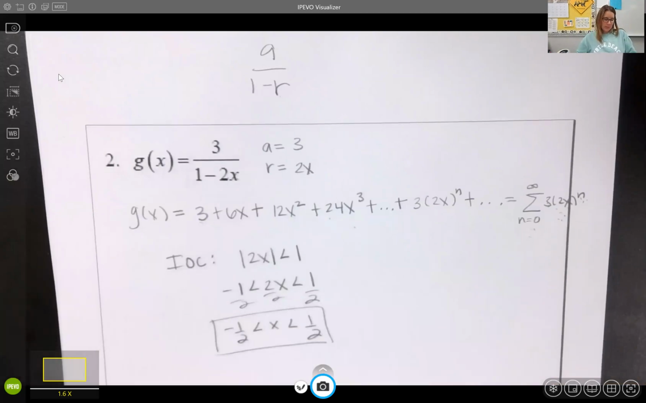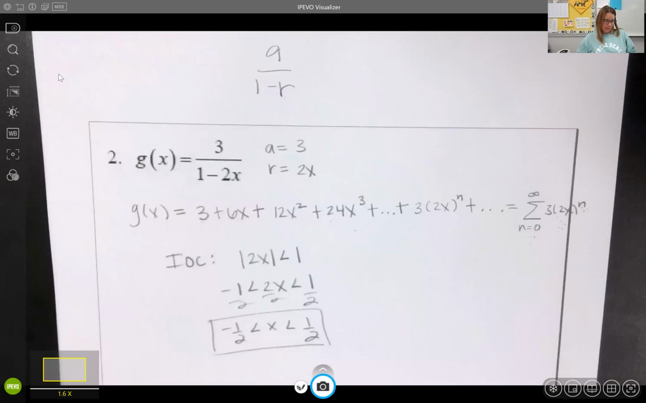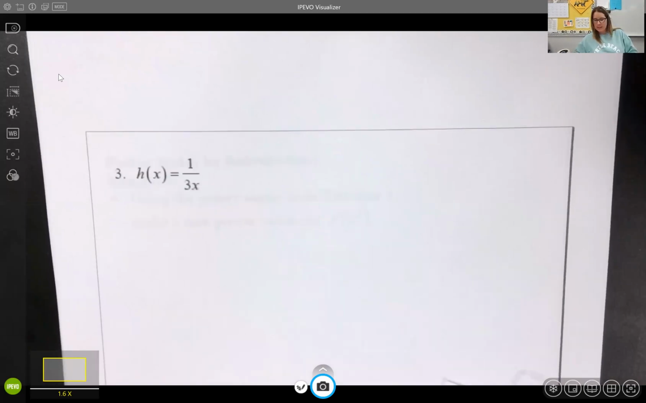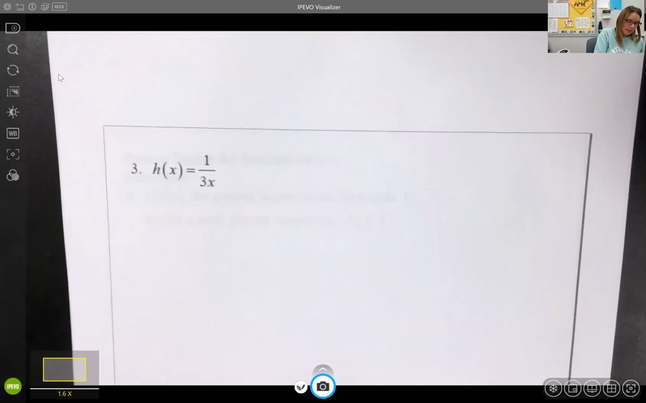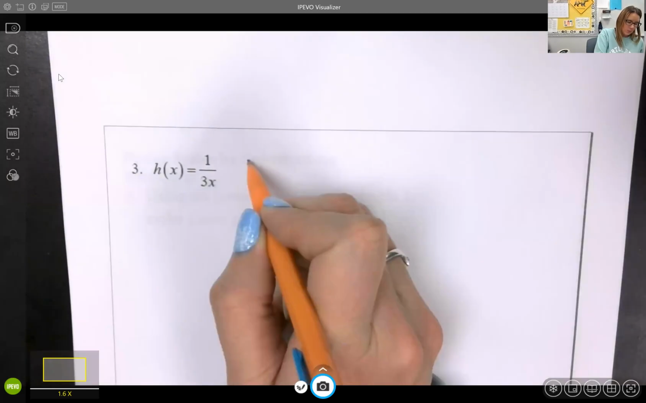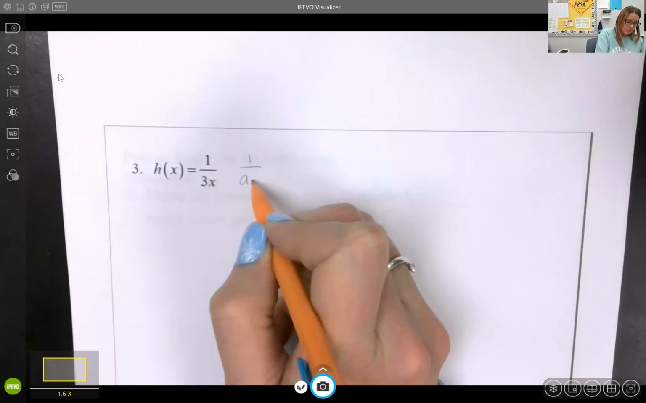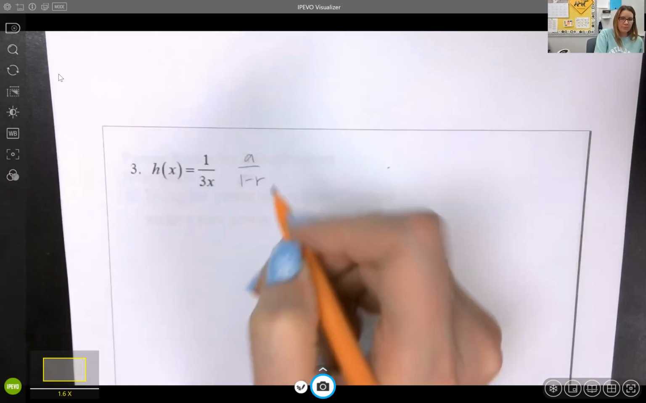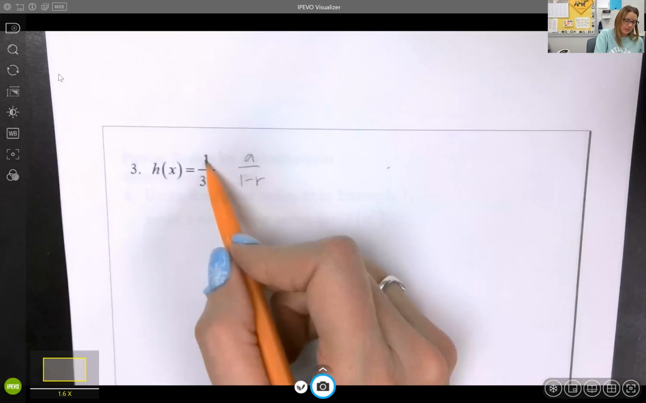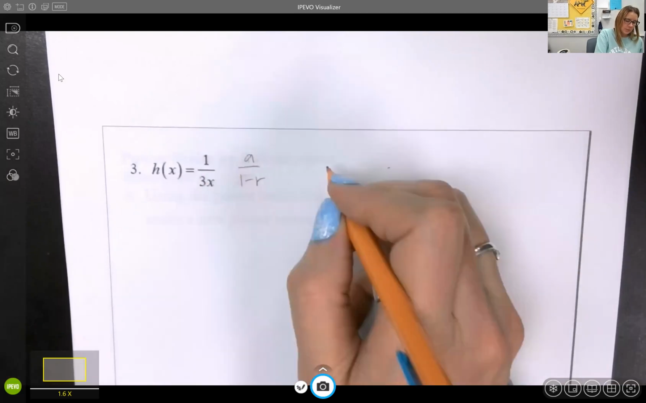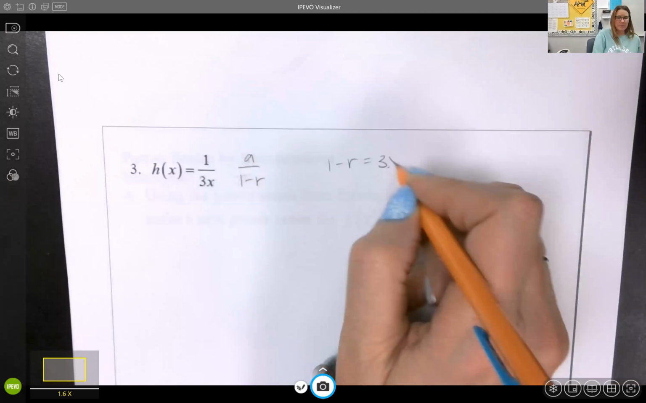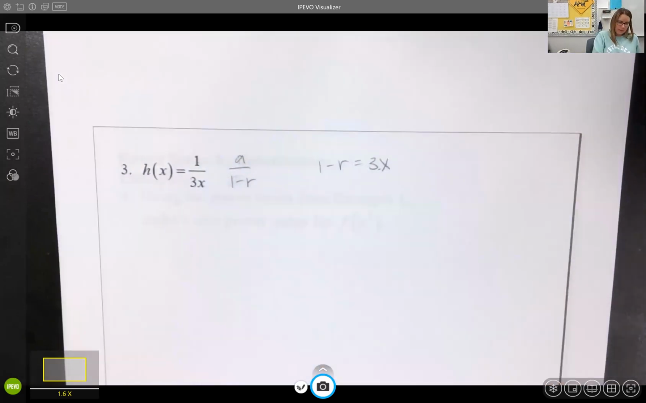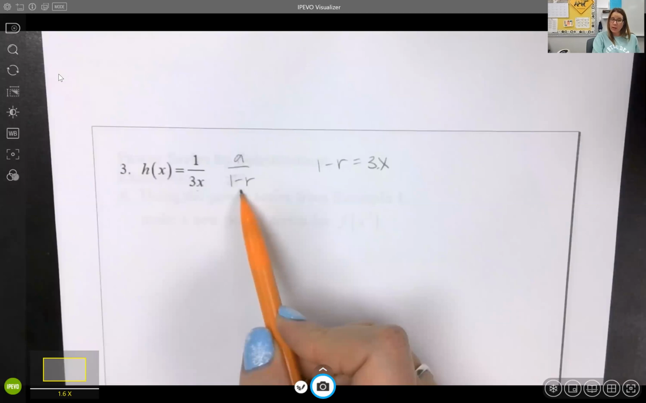All right, so the next one that we're going to do, we have to figure out R. It's not quite as easy to get there. Okay, so I know that it's A over 1 minus R, okay? So I know that A is the 1, and then I know that 1 minus R is equal to 3x, because the bottom is 3x, and the bottom has to be 1 minus R to be a geometric series, okay?